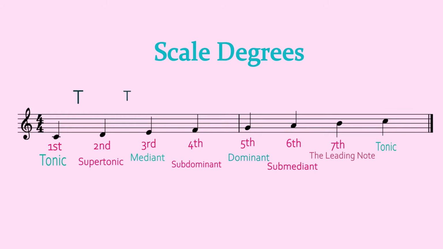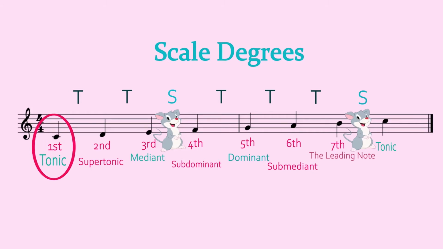Here's our formula: tone, tone, semitone, tone, tone, tone, semitone. The easiest way to memorize this formula is to remember where the semitones are, between the 3rd and 4th degree and between the 7th and 8th degree. The tonic is the most important note of the scale. It's also where we get the name of the scale from. In this case, C major.